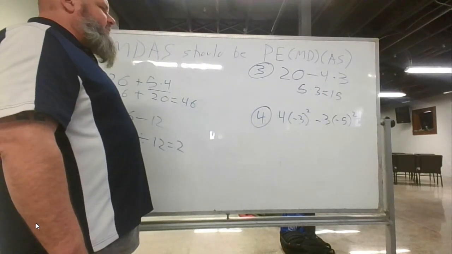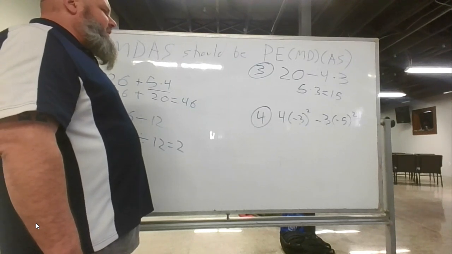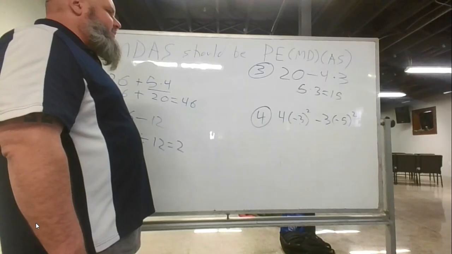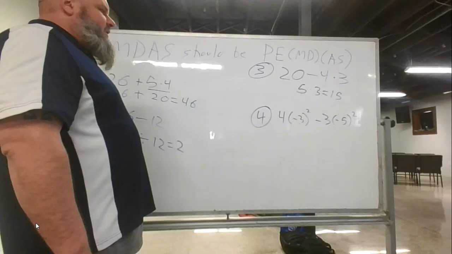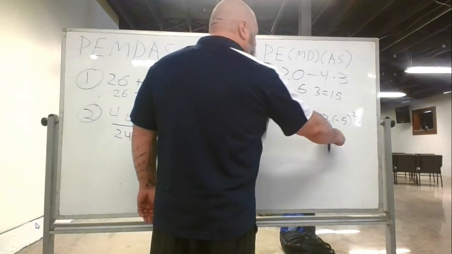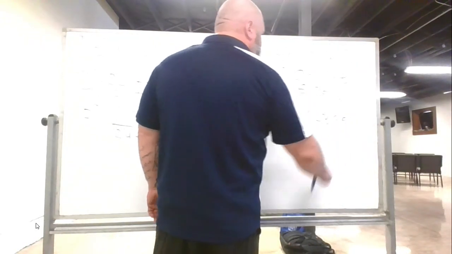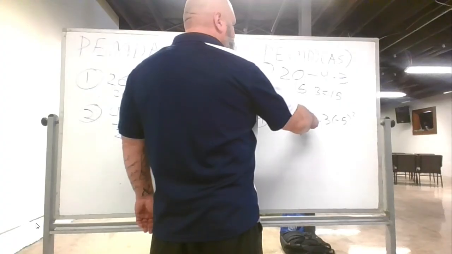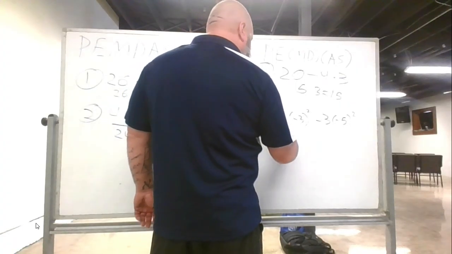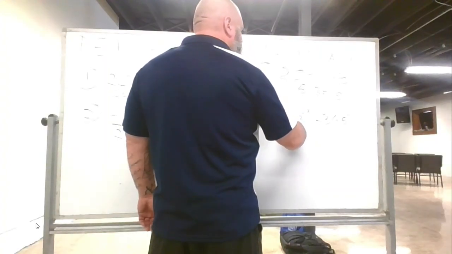All right, now let's look at number 4. This is a fun one. 4 times the quantity negative 3 squared minus 3 times the quantity negative 5 squared. We've got a lot going on here. Do we have parentheses? Yes, we've got 2 sets of parentheses. Now there's no operation inside those parentheses, so we don't have to do anything with that. We do have exponents. So I'm going to start out, put my 4 times, and do the exponent first. Negative 3 squared.